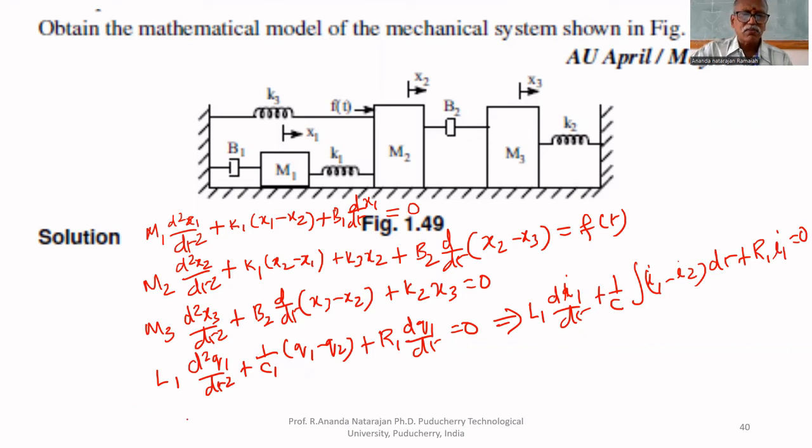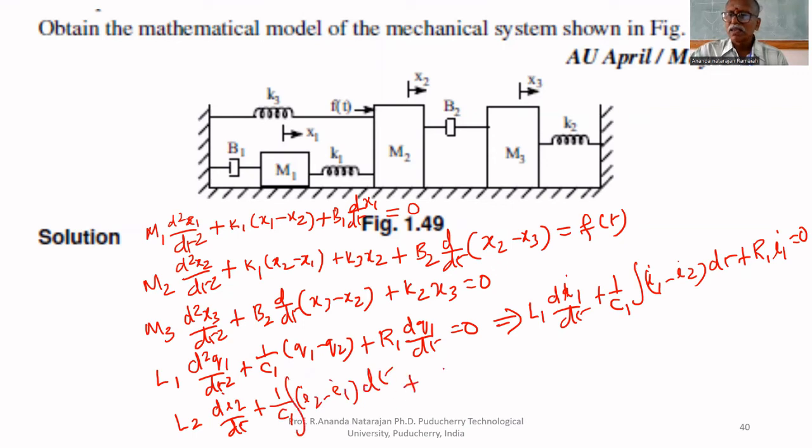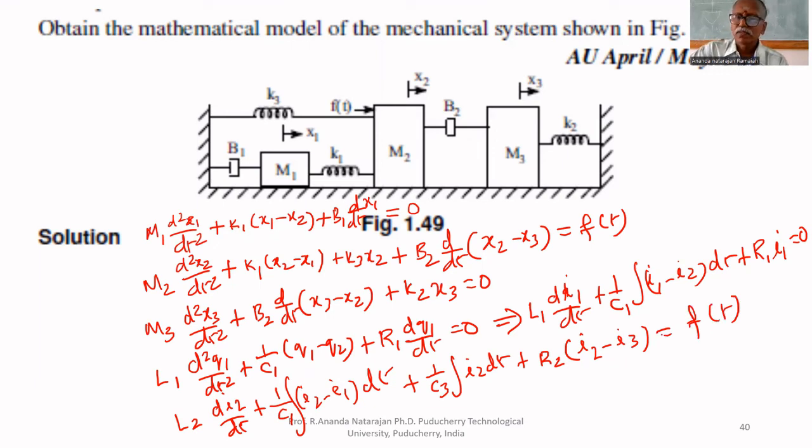Similarly, if you consider the second equation, what you will get? L2 dI2 by dt plus 1 by C1 integral of (I2 minus I1) dt plus 1 by C3 integral of I2 dt plus R2 multiplied by (I2 minus I3) equal to V of t. This is the second equation. This is the first equation.